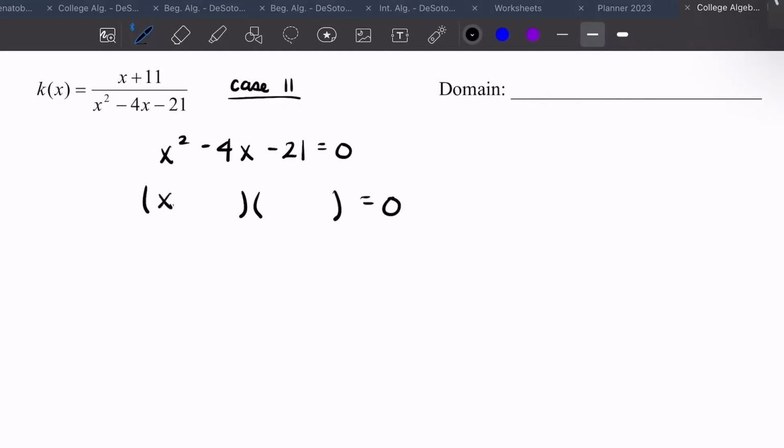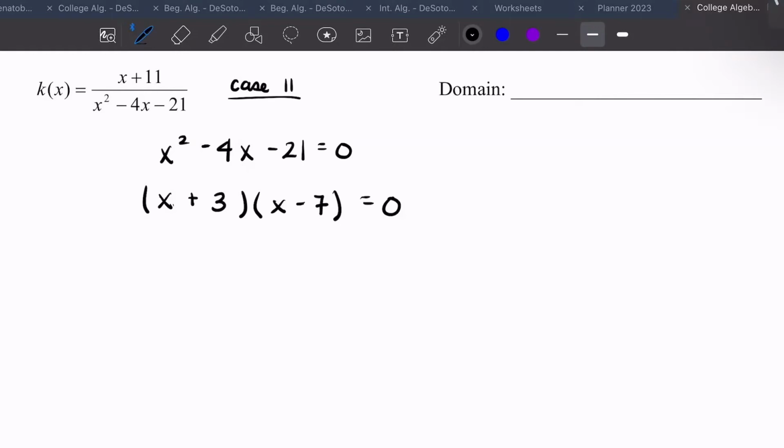We have x and x. This would be an easy trinomial. Our signs are different because of our negative right there. So we're going to have a plus and a minus. And we need the factors of 21 that add to give us negative 4. So that's going to be negative 7 and 3.